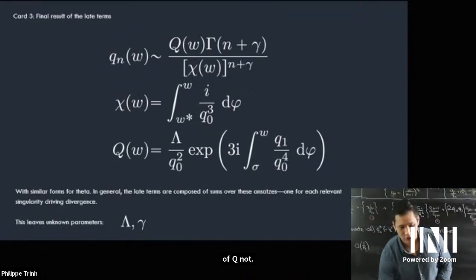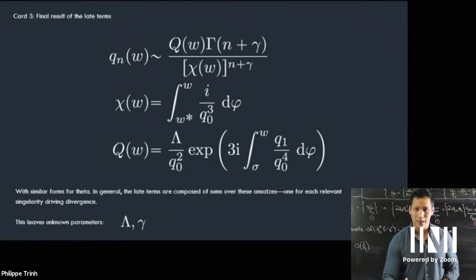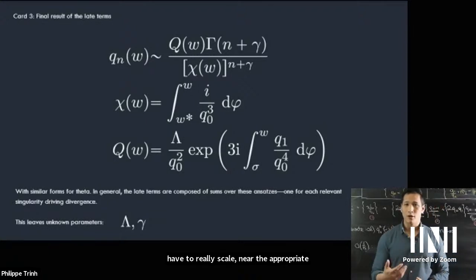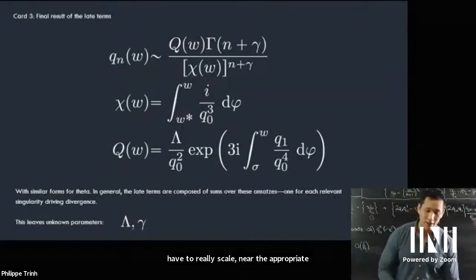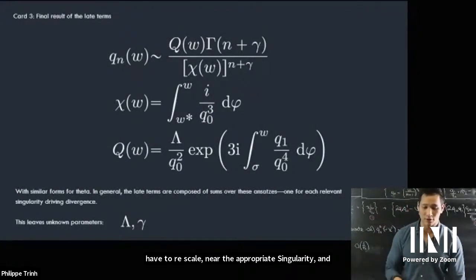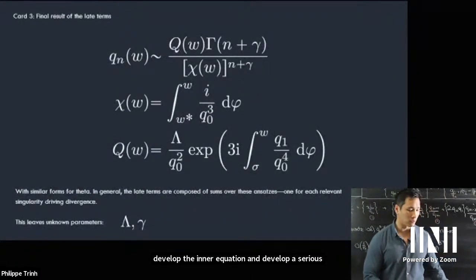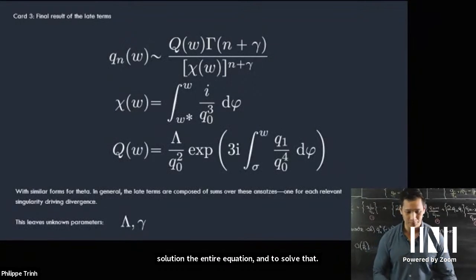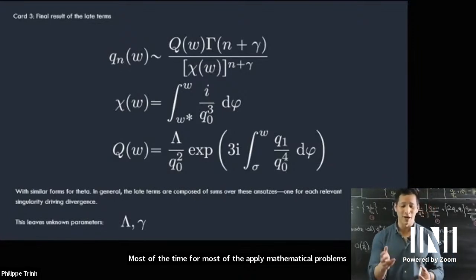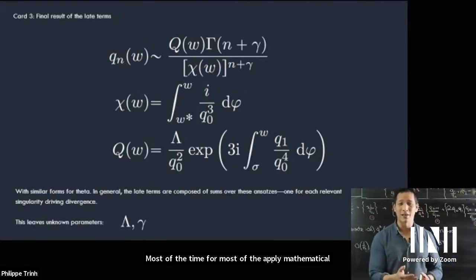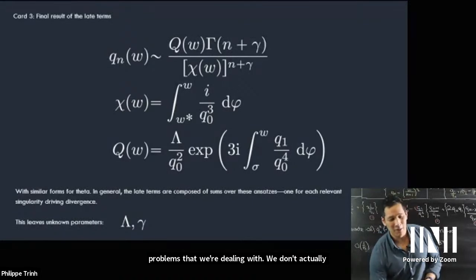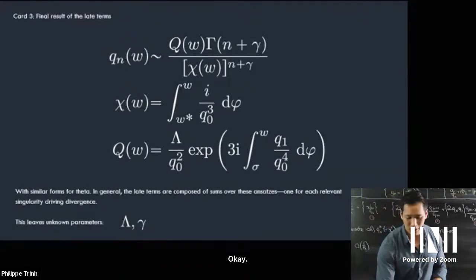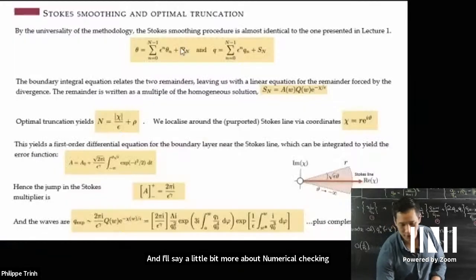The lambda expression here is much more devious. It's often very difficult to get this lambda. What you have to do is rescale near the appropriate singularity, develop the inner equation, develop a series solution of the inner equation, and solve the recurrence relation that it involves. Most of the time, for most of the applied mathematical problems we're dealing with, we don't actually care too much about the value of that lambda as long as it's not 0, okay? And I'll say a little bit more about numerical checking of some of these relationships in a moment.